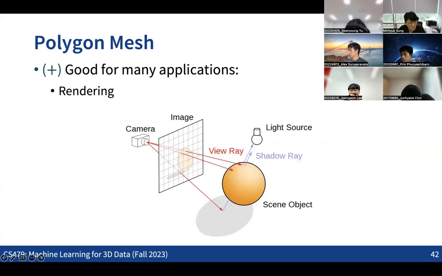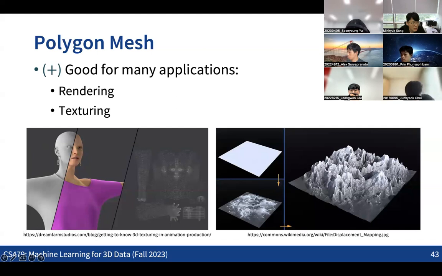And we can also add more surface information. For example, we can add color information or material information. We can also add geometric texture, like a displacement map for each point over the surface. We are adding geometric details, for example some sort of perturbation over the surface. So we can add this kind of texture information over the 3D surface.